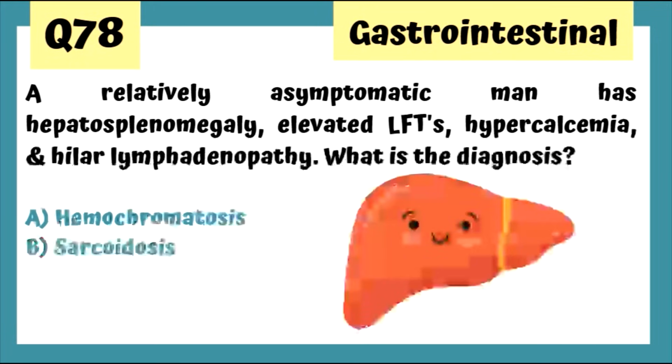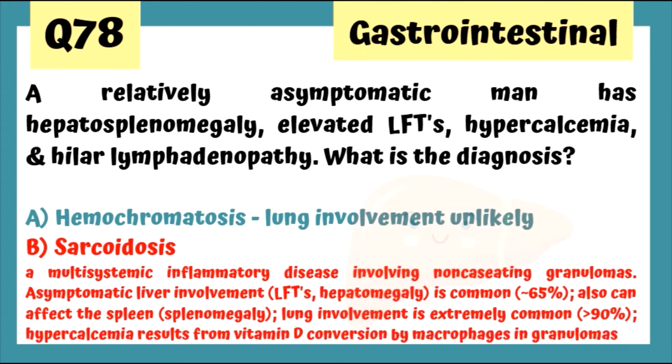Question 78. A relatively asymptomatic man has hepatosplenomegaly, elevated LFTs, hypercalcemia, and hilar lymphadenopathy. What is the diagnosis? This should ring bells in our mind of sarcoidosis. Sarcoidosis is a multisystemic inflammatory disease involving non-caseating granulomas, with asymptomatic liver involvement with LFTs and hepatomegaly.